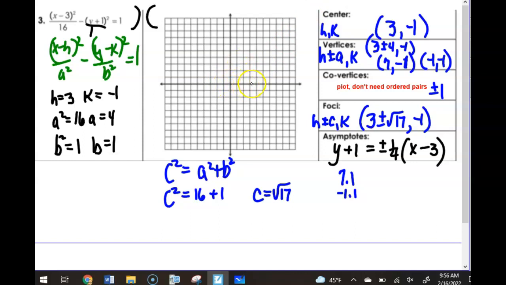So if I go over to 3, -1, right there is the center. In the X direction, I should be going 4. So that would be 4 left and 4 right. Because that was the number underneath the X, that 16 was 4 each way. The number under the Y was 1. Square root of 1 is 1, so I go up 1 and down 1 from that center. And I draw a very tiny rectangle. And I draw some really tiny little diagonals.